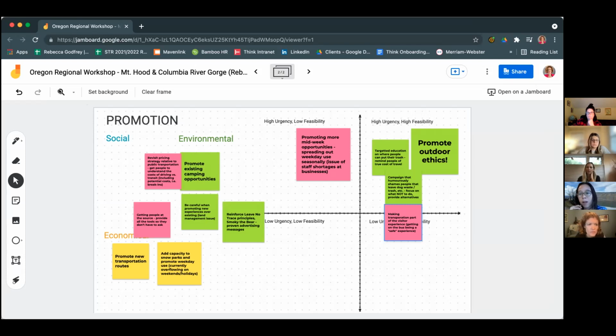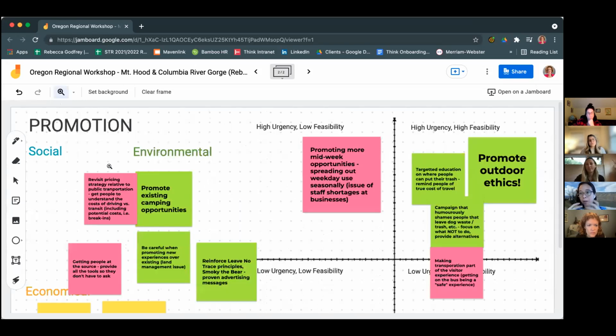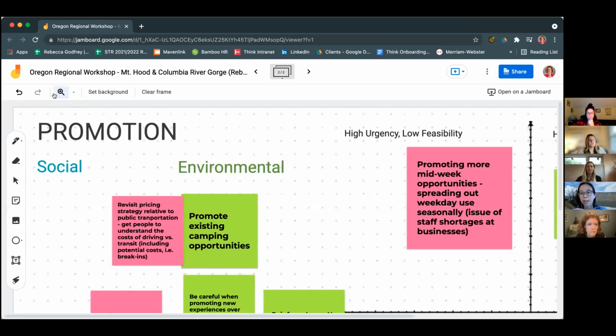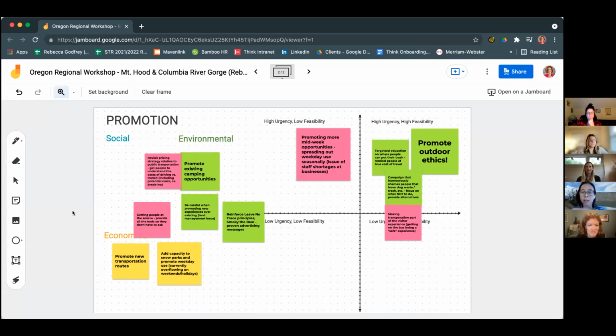Talking about how to bring in transportation, say riding the bus or alternative transportation modes, selling it as part of the experience instead of a way to get there. So if you ride a bus, the ride is part of your trip. It's part of the experience. You get to look out the window. You don't have to worry about parking. You don't have to worry about your car getting broken into, all that stuff.